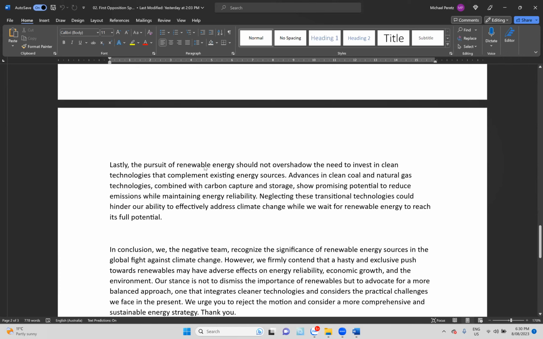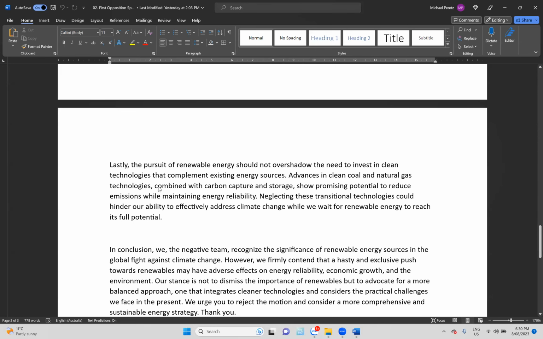Lastly, the pursuit of renewable energy should not overshadow the need to invest in clean technologies that complement existing energy sources. Advances in clean coal and natural gas technologies, combined with carbon capture and storage, show promising potential to reduce emissions while maintaining energy reliability. Neglecting these transitional technologies could hinder our ability to effectively address climate change while we wait for renewable energy to reach its full potential.